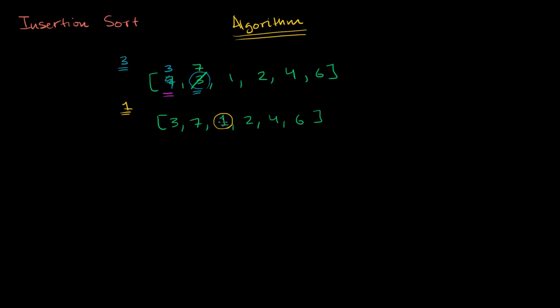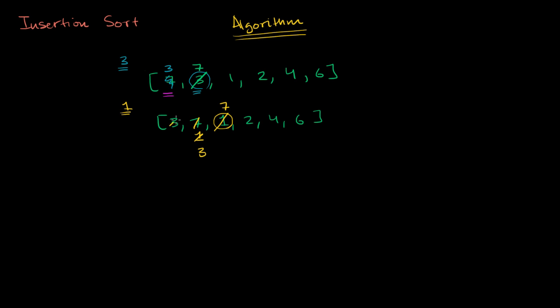So let's stick the 7 where the 1 is. And then you could just keep comparing, or you could just stick the 1 where the 7 is. And then you would say, OK, is 1 less than 3? Well, yeah, sure, it's less than 3. So let's stick the 3 where the 1 is.